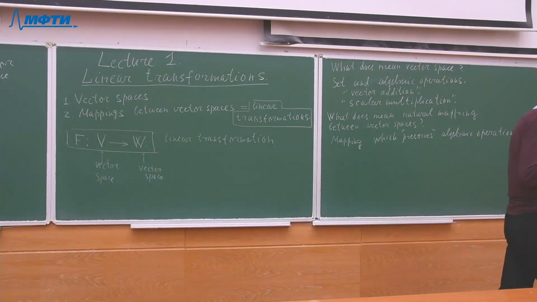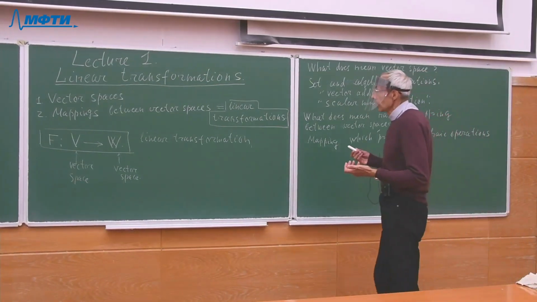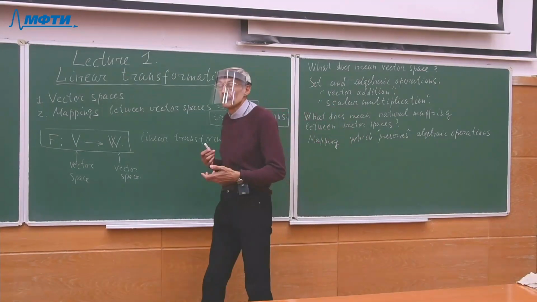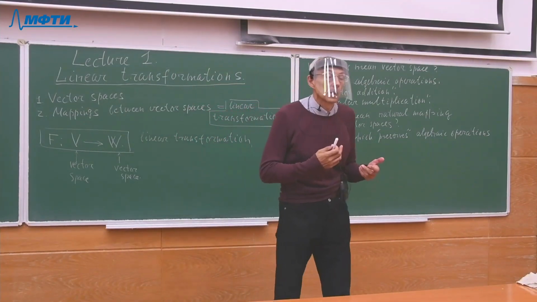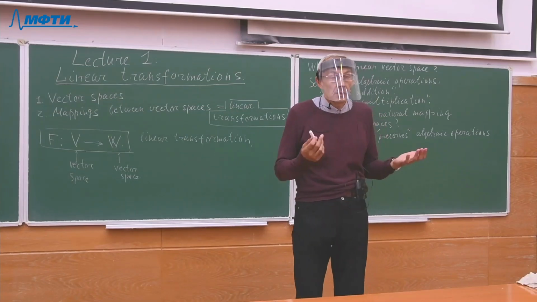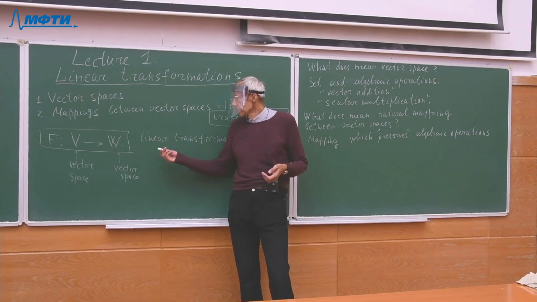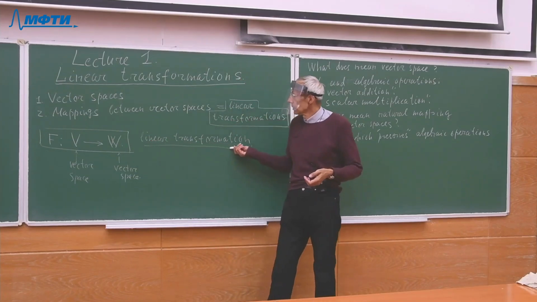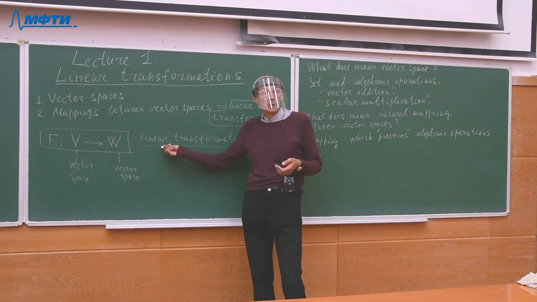The other title for a vector space is linear vector space, and the operations in the vector space are as a rule called linear operations. This is the reason for the title of such mappings, linear transformations.